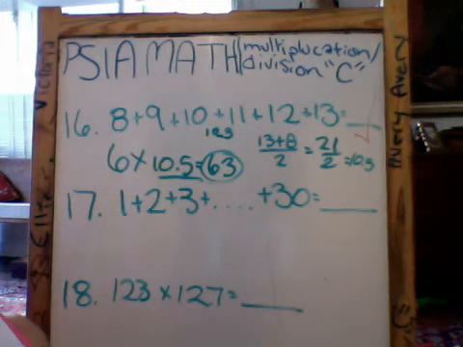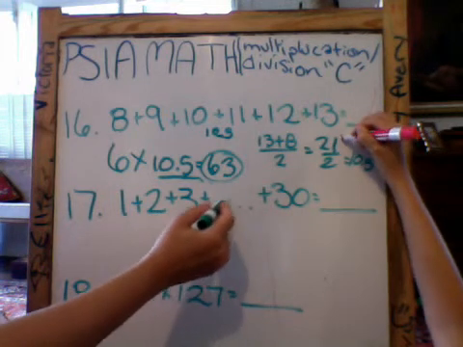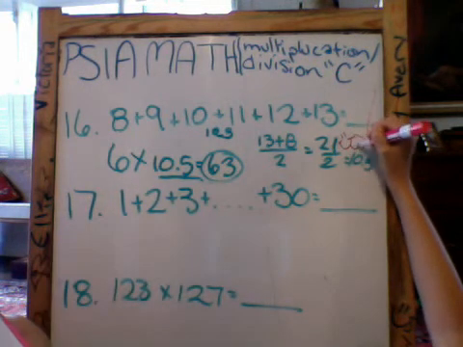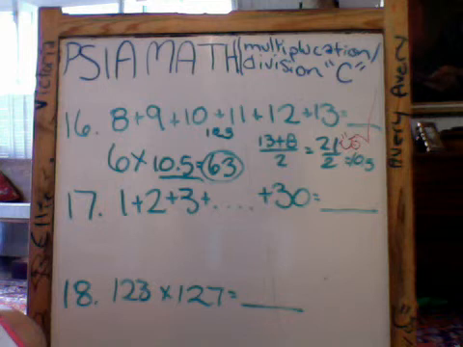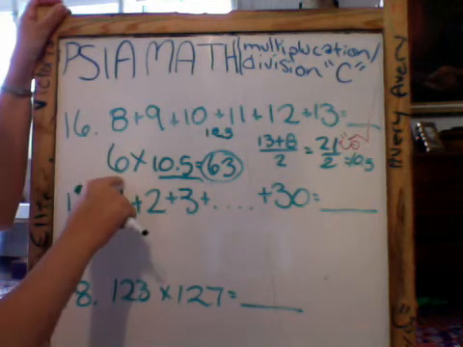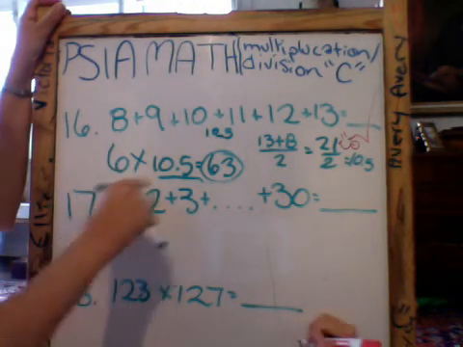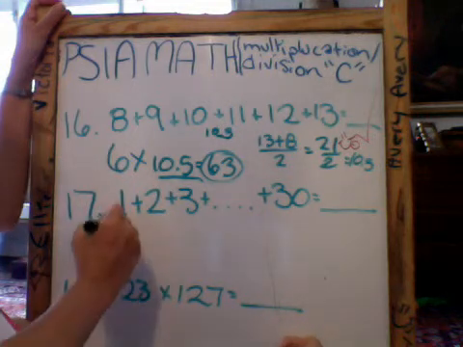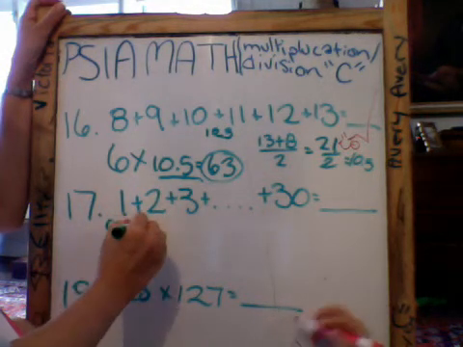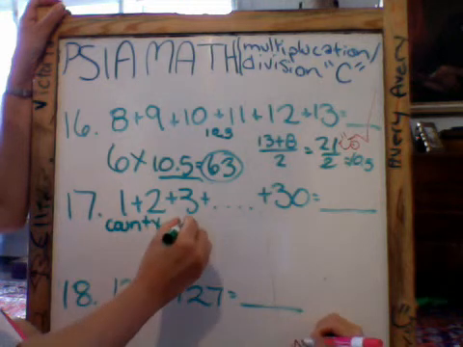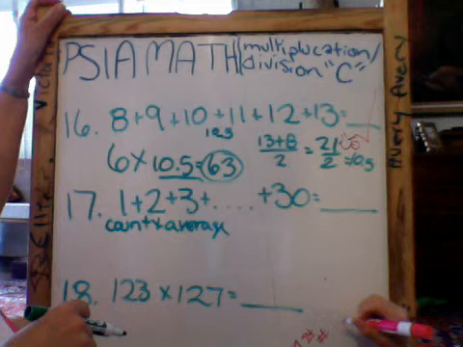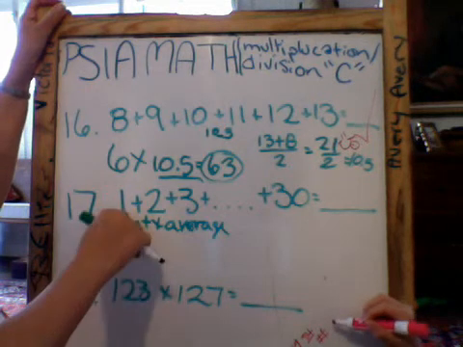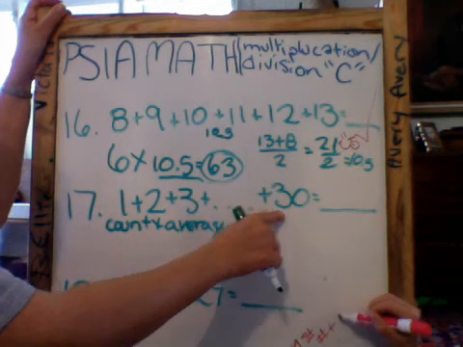The next one is 1 plus 2 plus 3 plus all the way to plus 30. So again, I use the same concept even though it looks quite daunting. It's really not. I do my count times my average. Count: how many numbers am I going to be adding up here? 1 through 30 is 30.